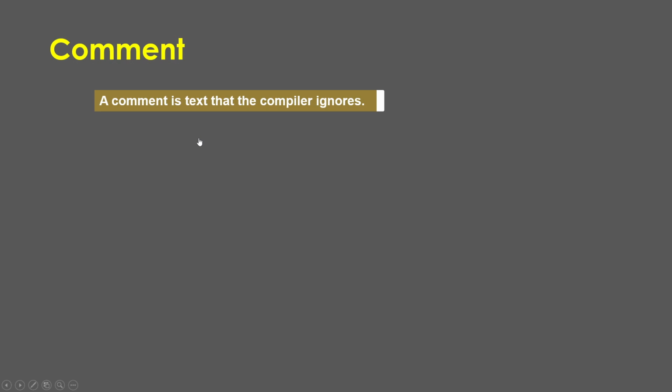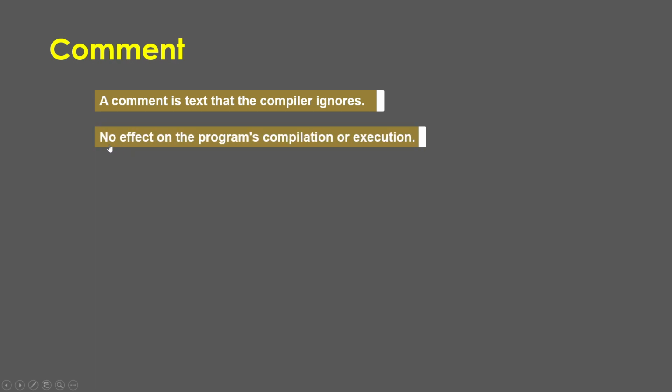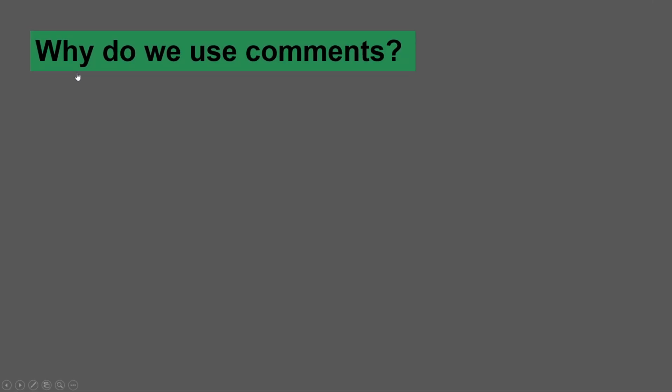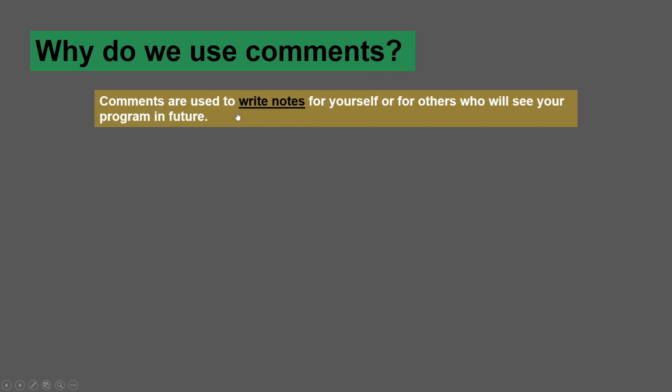Comment is a text that is ignored by the compiler. So within the C code, we can write something that is not considered C code. It will have no effect on the program's compilation or execution. Now the common question that pops up in our mind is, why do we use comments?